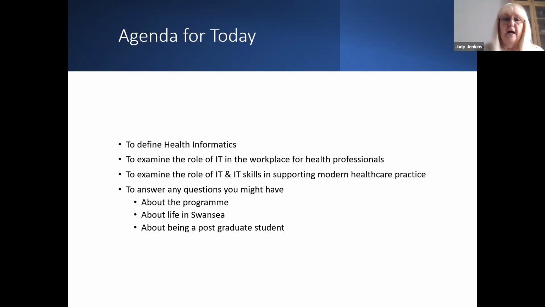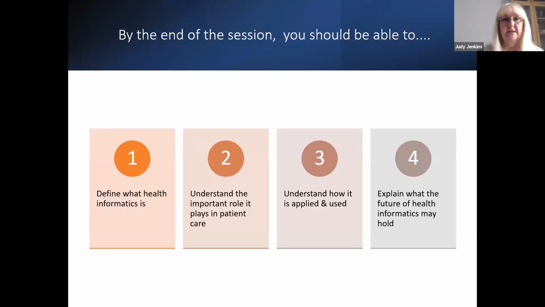Or about life as a postgraduate student, because life as a postgraduate student is very, very different from being an undergrad student, and the expectations and the responsibilities from everybody involved are slightly different. Or it may be that you don't already have a first degree and are wondering just how hard it's going to be if you're being accepted on the programme on the basis of your work experience.